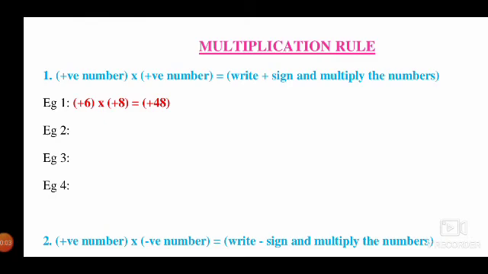Now let us move on to multiplication rule. The first one is a positive number has to be multiplied with a positive number, means we have to write plus sign and multiply the numbers. For example, plus 6 into plus 8. So write positive number, positive sign, that is plus 6 into 8 will be 48.